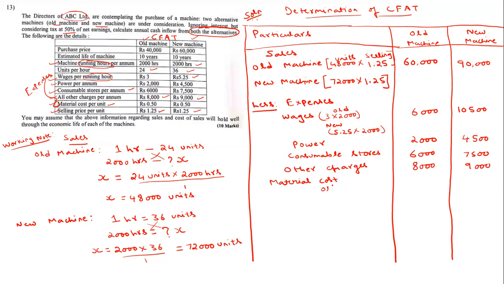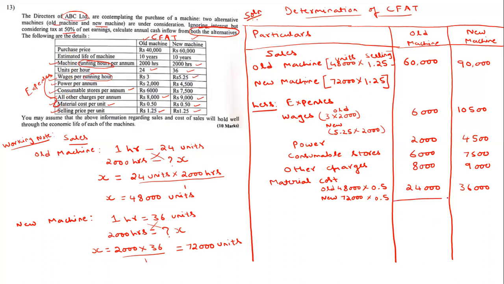Therefore, for old, how many units we had? It is 48,000 units, and that is multiplied with 0.5 for the old machine. And for the new machine, we had 72,000 units, and that is multiplied again with 0.5. Now, when you do the multiplication, you will be getting 24,000 for old machine and 36,000 for new machine. How do we get this 36,000? 72,000 multiplied with 0.5.